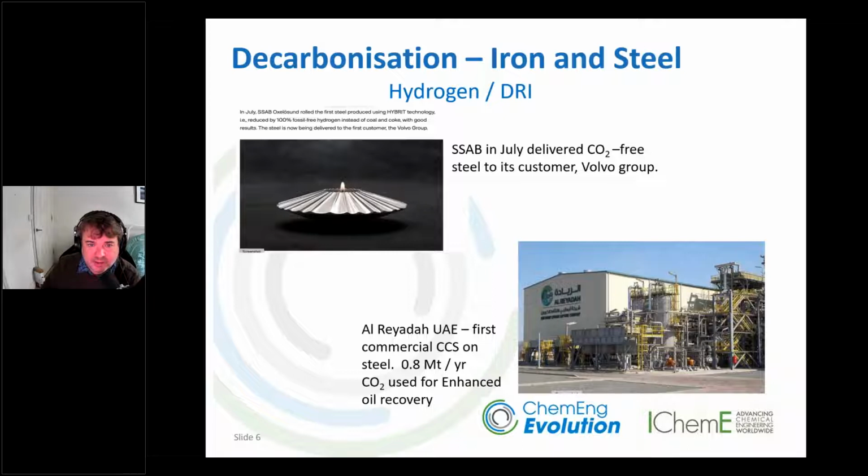Hydrogen DRI, SSAB in Sweden delivered the first CO2-free steel to a customer, the Volvo Group, and that was via hydrogen direct reduction as part of the HYBRIT project. There is a commercial plant at Al Reyadah, and it's the first commercial CCS on steel. It's capturing 0.8 megatons of CO2 per year, and slightly unfortunately, it's then being used for enhanced oil recovery, which means that its environmental credentials are a little bit less good. Although, in fairness, it does mean that their profitability is much better.